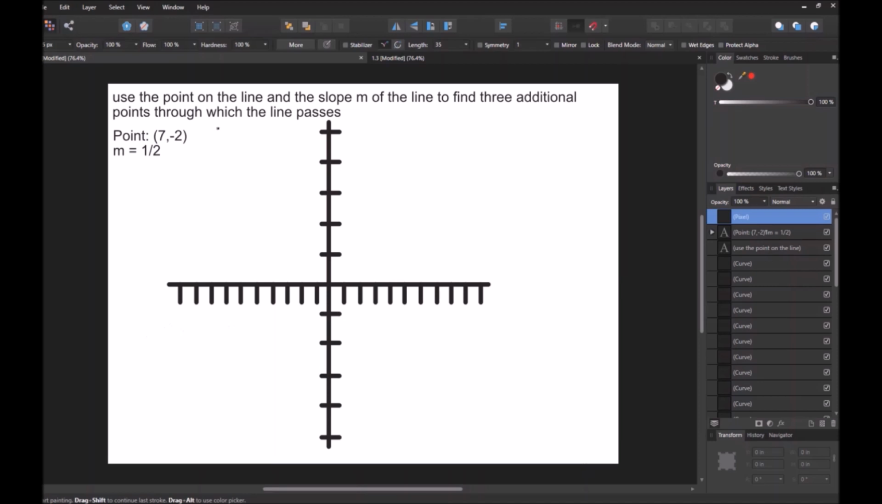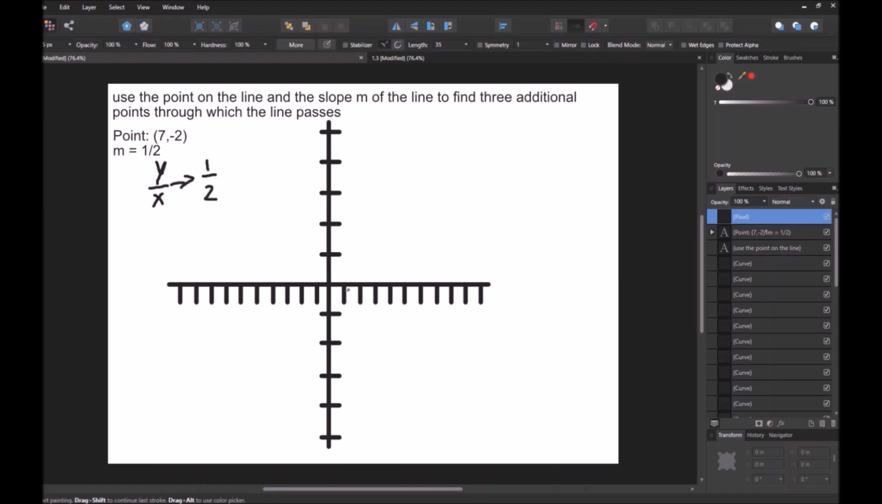Okay, so in this next question, we're being asked the exact same thing, but our point this time is 7 comma negative 2, and our slope is 1/2. So in the previous problem, I said that the slope is the ratio of the y to the x, and so if we have 1/2, it means for every 1 increase in the y, we get a 2 increase in the x. So 1 increase in the y and 2 in the x. Alternatively, we can get a 1 decrease in the y and a 2 decrease in the x.